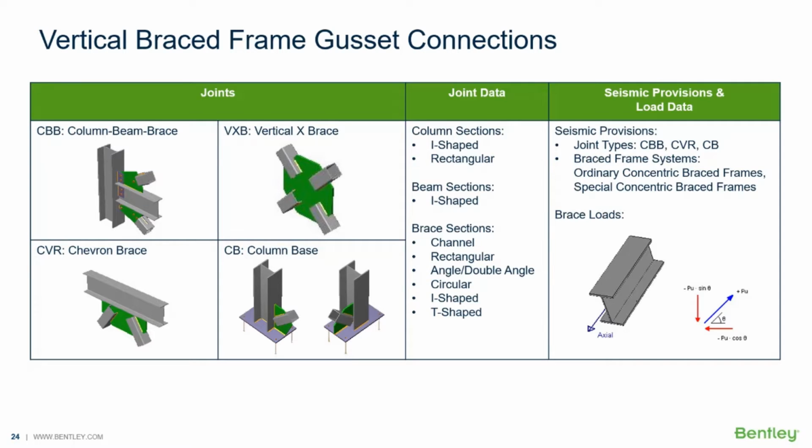In this series of videos, we will be focusing our attention on the steel connection workflow for designing gusset connections for a variety of different vertical bracing situations. The different vertical brace joints that we have available in RAM Connection Standalone include the column beam brace joint, the vertical X brace joint, a chevron brace, and also a column base with a gusset connection. Each of these different joints have different column, beam, and brace sections that are permitted to be used in that connection type, and several of these particular joints can also support seismic provisions.